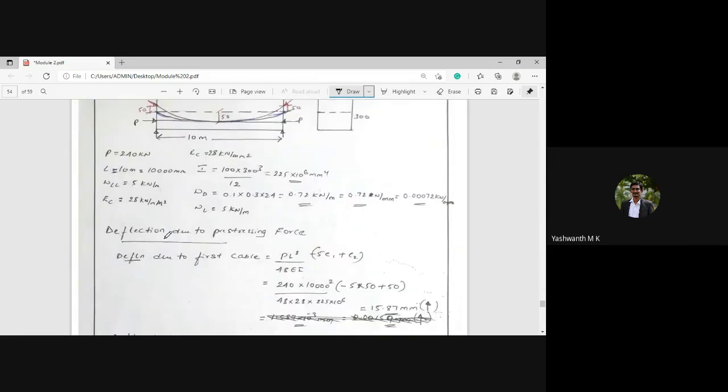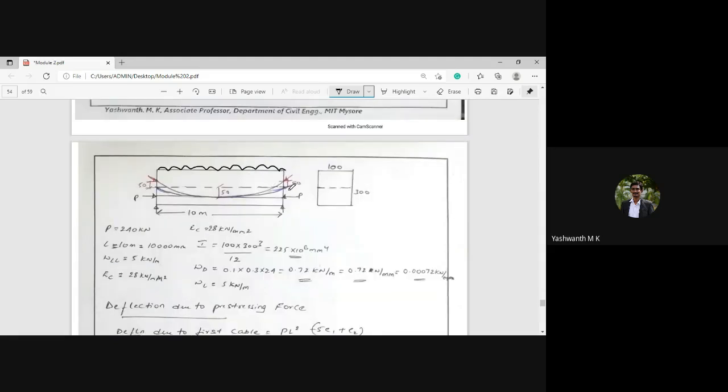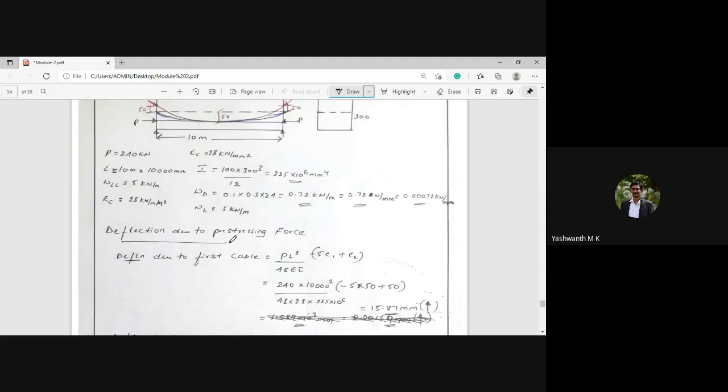Next, let me go with the first one, deflection due to pre-stressing force. If I want to calculate the instantaneous deflection for the transfer stage, let me go ahead with the first deflection due to the pre-stressing force. Three types of cables are there, so let us calculate the deflection for each cable.